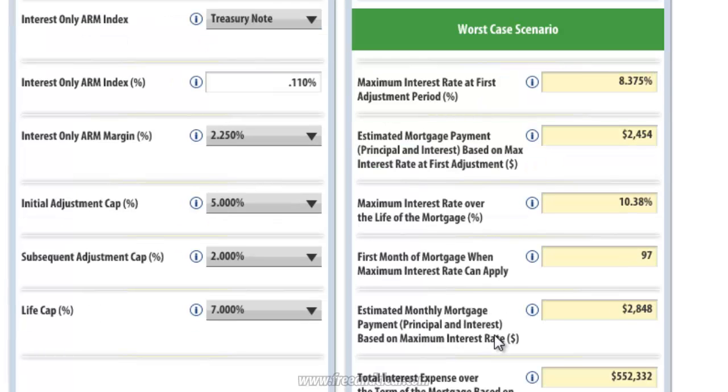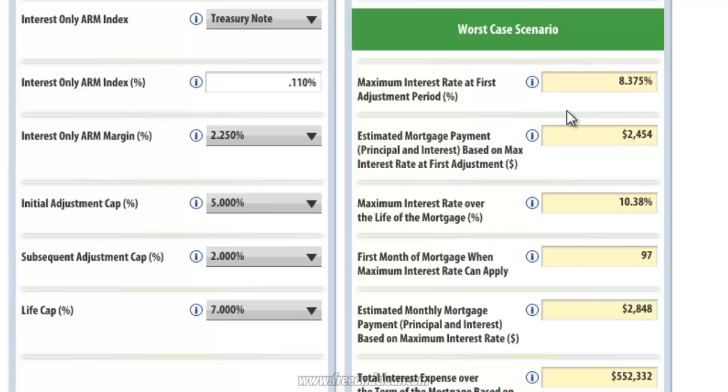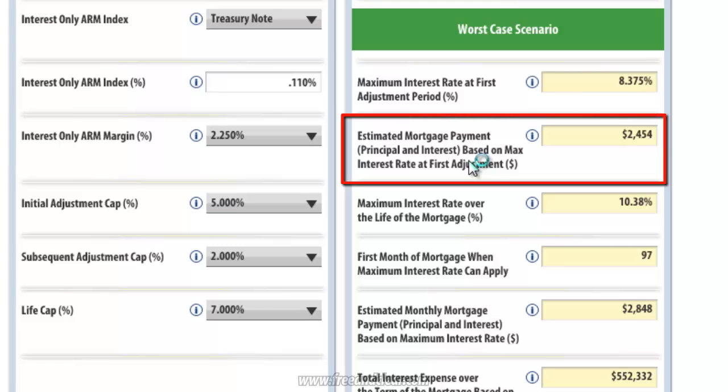The next scenario is the worst-case scenario, which shows what our mortgage would be like if the interest rate reached its maximum level as soon as possible. Again, this is a highly unlikely scenario, but it prepares you for the unfortunate situation if interest rates increase significantly and rapidly. The first output in this scenario shows the maximum interest rate at the first adjustment period, which is 8.375% in this case. The next output shows the estimated monthly mortgage payment based on this interest rate.